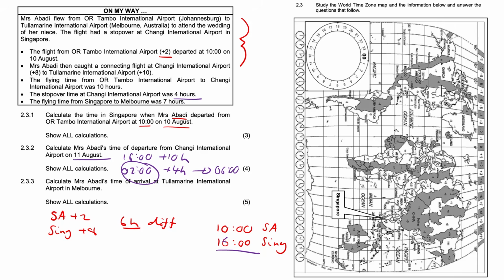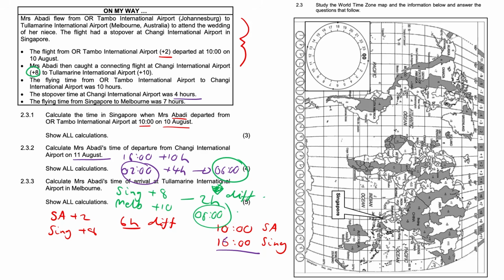2.3.3, calculate Mrs. Abadi's time of arrival at Tullamarine International Airport in Melbourne, Australia. Well, we know that Singapore is at +8, right? We saw that here. So Singapore is at +8. And we know that Melbourne is at +10. So in other words, there's a time difference here of 2 hours. So we're going to use our answer here, 6 o'clock, and we're going to add 2 hours to it. And 6 in the morning plus 2 additional hours is going to give us 8 o'clock.